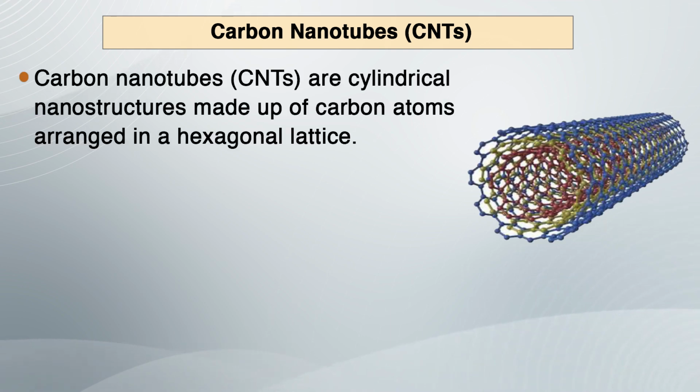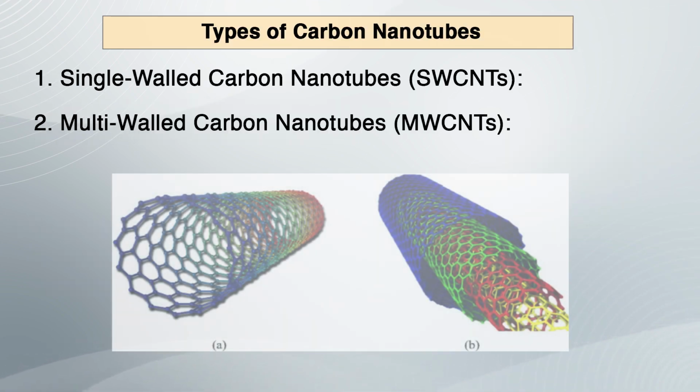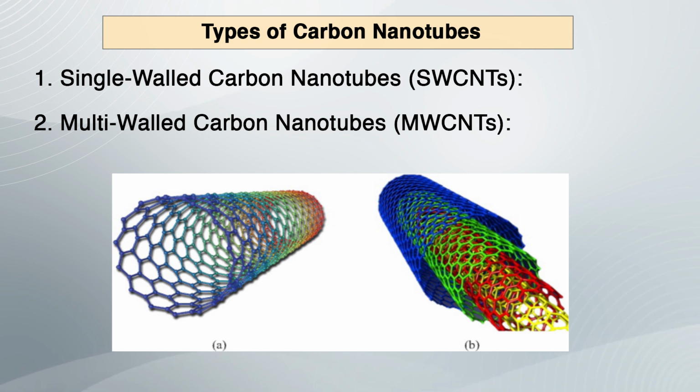As shown in the figure, carbon nanotubes are cylindrical nanostructures made up of carbon atoms arranged in a hexagonal lattice. They represent a significant advancement in nanotechnology due to their remarkable mechanical, electrical and thermal properties. CNTs come in two main types, single-wall nanotubes and multi-wall nanotubes, as shown in the figure. Let us define what single-wall and multi-wall are.